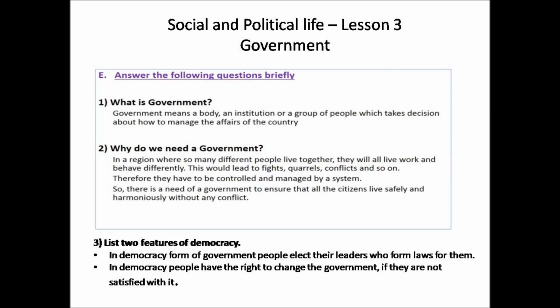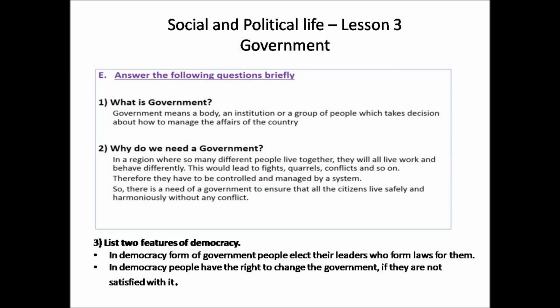First question, what is government? So what is the government, children? Government means a body, an institution or a group of people which takes decisions about how to manage the affairs of the country. Second question, why do we need a government?